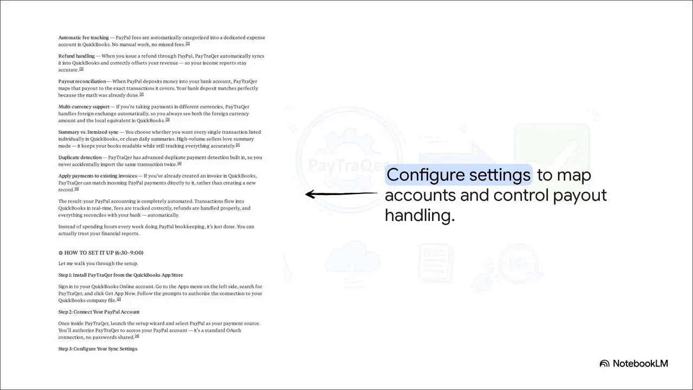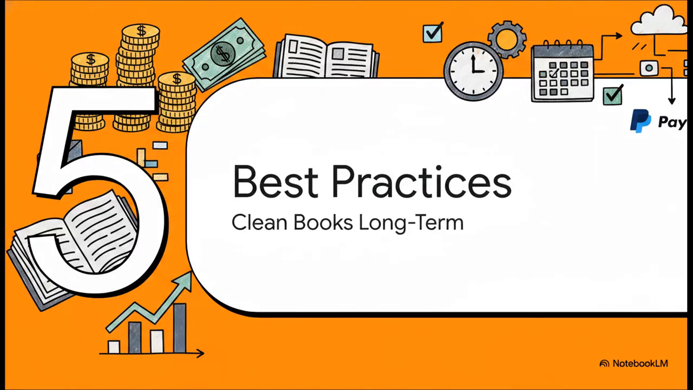When you're configuring those settings, you can get incredibly granular with how you map your accounts. But honestly, the real magic happens in step 5, the historical data download. You can literally go back several years, pull in all that past PayPal data, and clean up totally messy historical books without typing a single number yourself. It's a total lifesaver. Let's bring it home with Section 5, Best Practices for Bookkeeping, how to maintain clean books long-term.